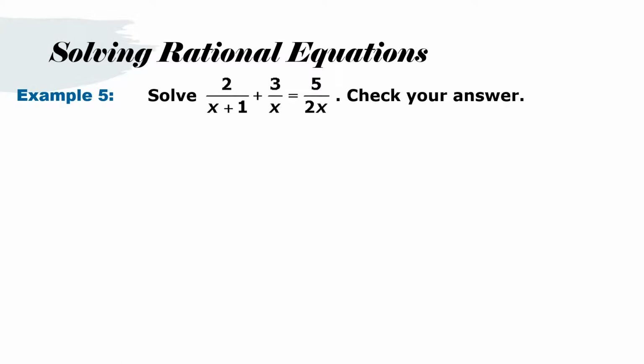Let's have an example. Solve 2 over x plus 1 plus 3 over x equals 5 over 2x. Take note, it's different from the previous examples because a rational expression is added to another rational expression, which is equal to another rational expression. So we cannot simply cross multiply.